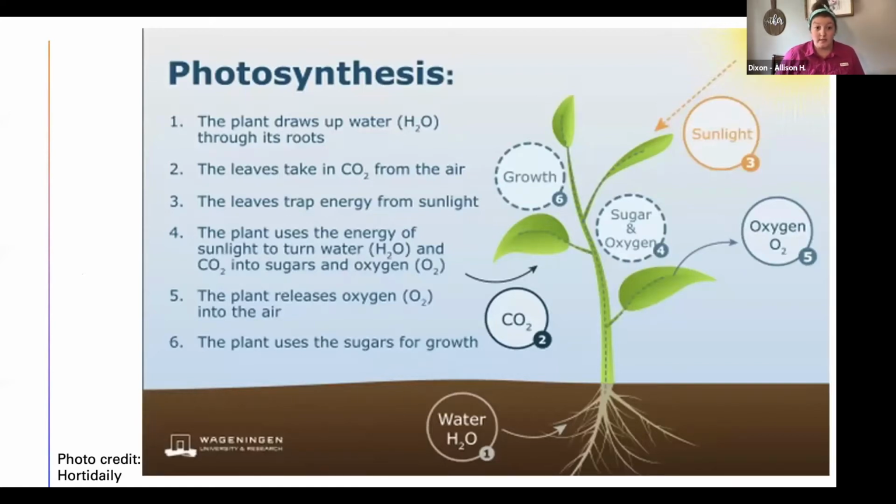So, the first one is the plants draw up water through its roots. So, you can see at the bottom of the picture where the plant takes up the water from the roots and it goes up. The leaves take in CO2 from the air. Then the leaves trap energy from the sunlight. The plant uses the energy of sunlight to turn water and CO2 into sugars and oxygen. The plant releases oxygen into the air. And then on the last step, the plant uses the sugars for growth, as you can see in the photo.